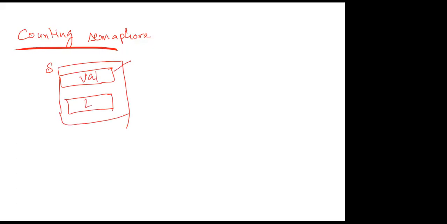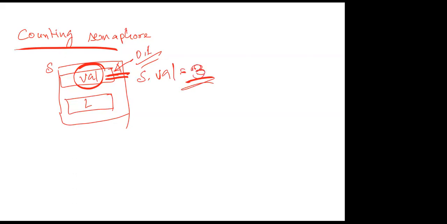In binary semaphore, the value is 0 or 1, and that is the reason it is called binary. But in counting semaphore, the value has some initial value. Let's examine some properties of counting semaphore. This structure is similar to the binary semaphore, but instead of a Boolean variable, here the value is an integer. If you set s.val as 3, what does it mean?